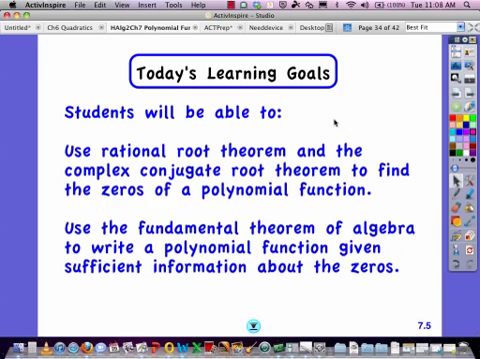Okay, we've hit the last section of Chapter 7, Zeros of Polynomial Functions. We want to be able to, as you can see, use the rational root theorem, which we've been using, and the complex conjugate theorem to find the zeros of polynomial functions. Use the fundamental theorem of algebra to write a polynomial function given sufficient information about zeros.